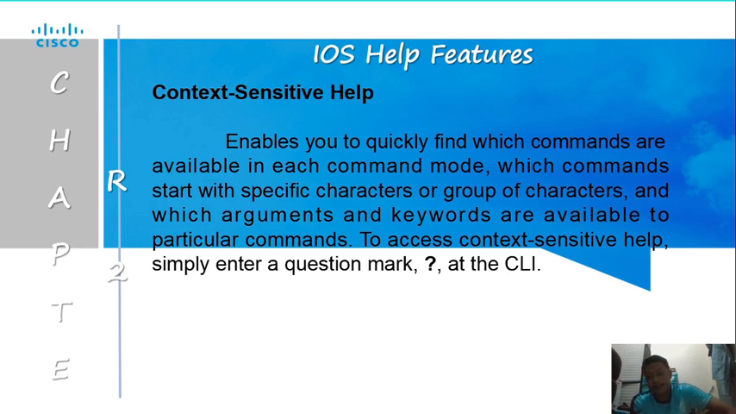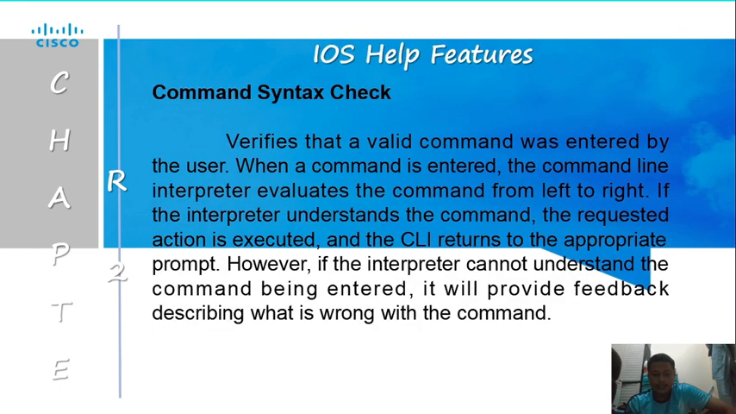Next is IOS help features. Context-sensitive help enables you to quickly find which commands are available in each command mode, which commands start with a specific character or group of characters, and which arguments and keywords are available to particular commands. To access context-sensitive help, simply enter a question mark. So if you enter a question mark, the CLI responds with the command. So, IOS help features.